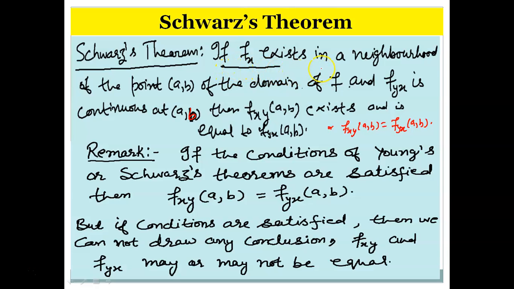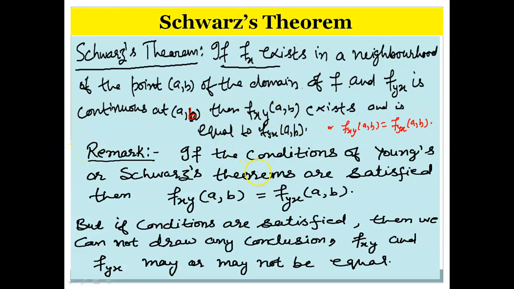First order partial derivative must exist with respect to x, and f_yx is continuous at point (a, b). Only then you can say that f_xy exists, right? So this is the statement, but one remark is there.